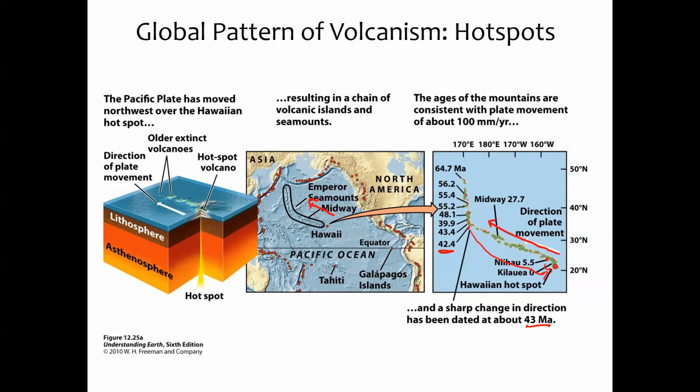Take some time to wrap your head around how we can determine the motion from the age of the plates. You want to look in the direction that the volcanoes are getting older to know the direction in which the plate is moving today. It's a little counterintuitive.